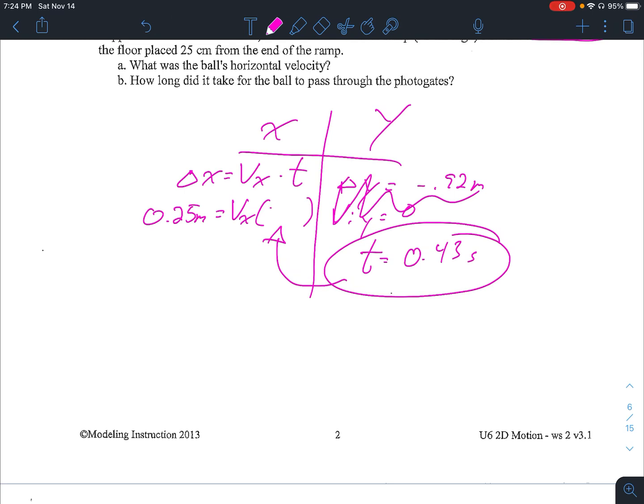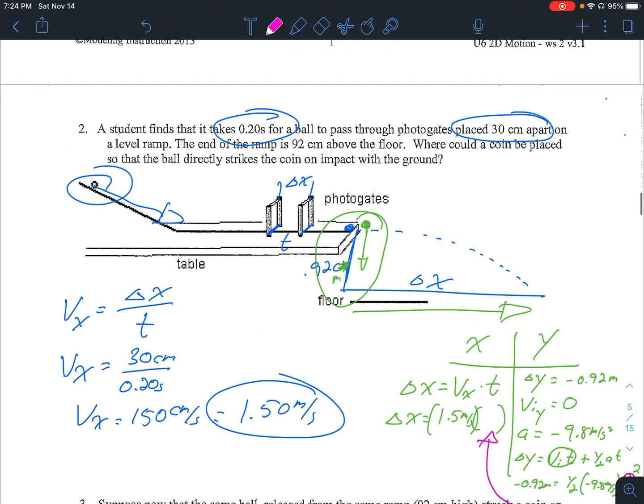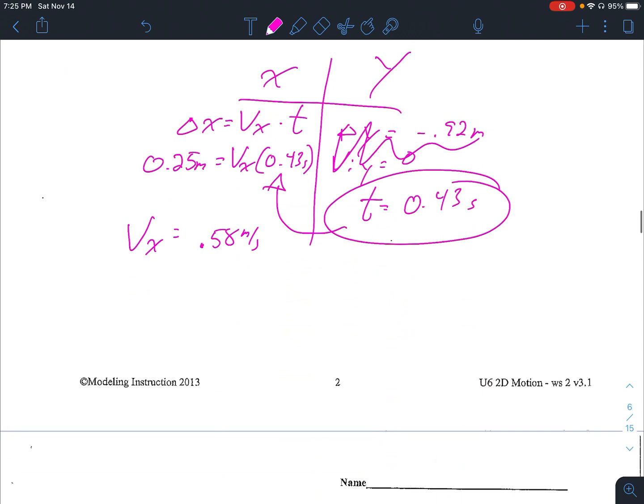Or I'll go ahead and do this one since it's a little bit backwards. And we get our part A solution of about 0.58 meters per second. So it's back to the initial part. So looking at our photogates, if we know the speed and we know how far the photogates are apart, we can figure out how long it takes the ball to go through. So it's still looking at our horizontal information, just the next part of our problem, where this is like the photogate one.